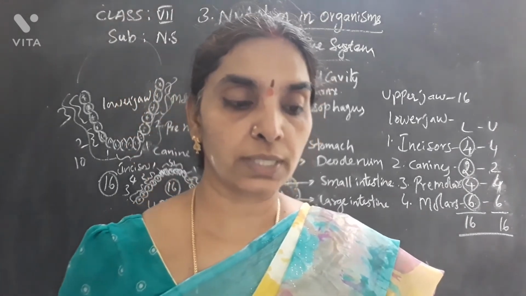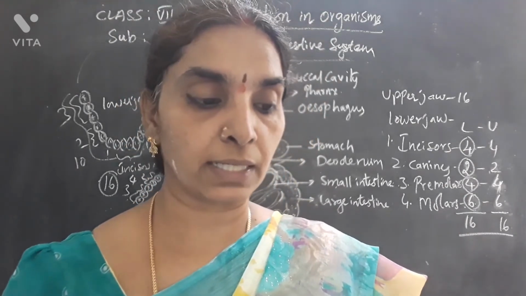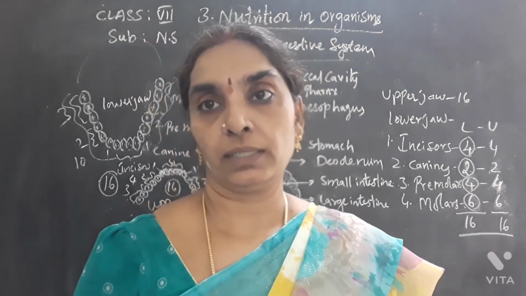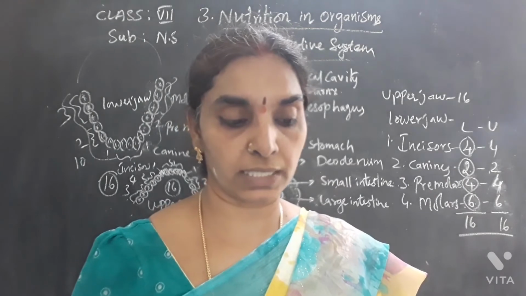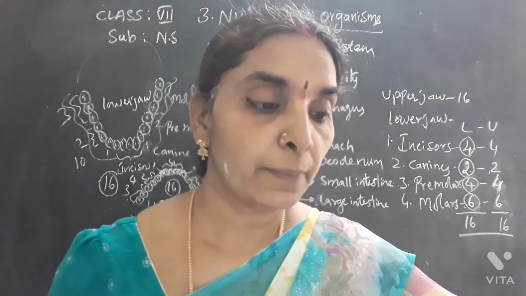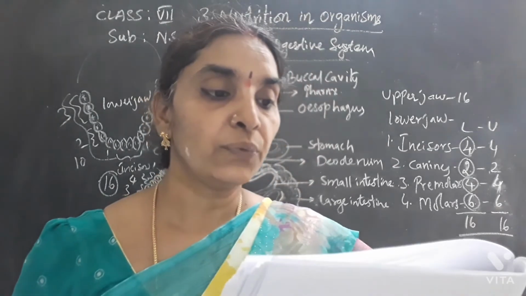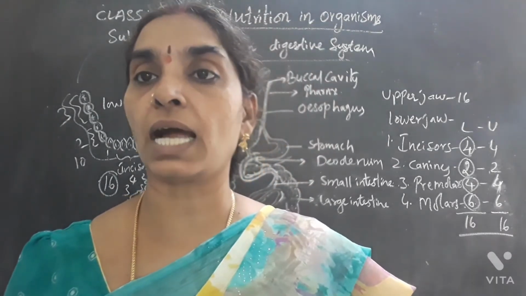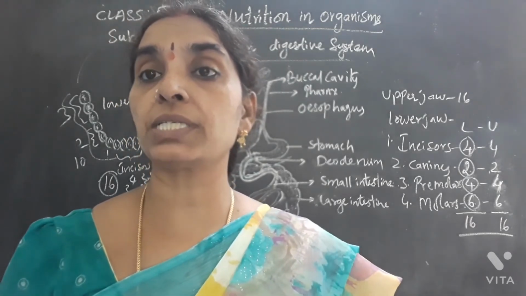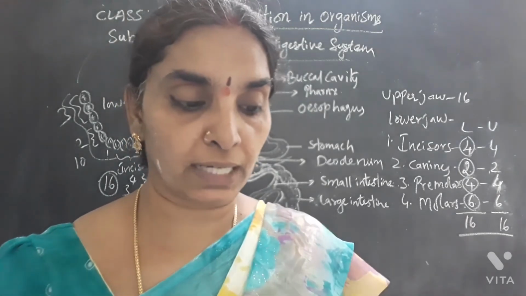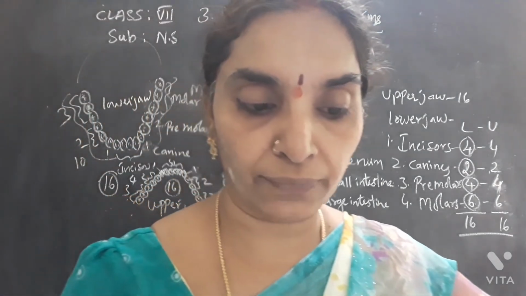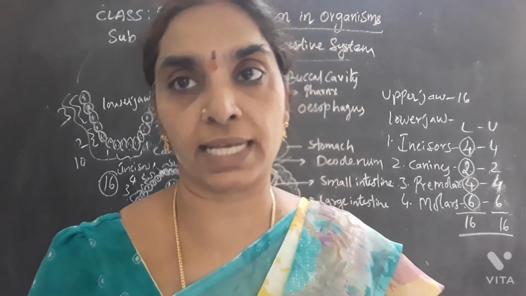So this is what we have to learn from this lesson about nutrition in human beings. How does it take place? How do nutrition and digestion take place in human beings? Based on your understanding, where does the process of digestion start in our body? At first the digestion starts in the mouth itself, isn't it? So in the mouth, the buccal cavity, carbohydrate digestion takes place.